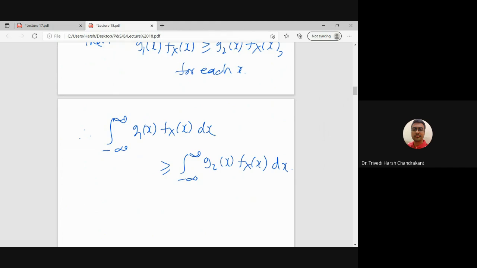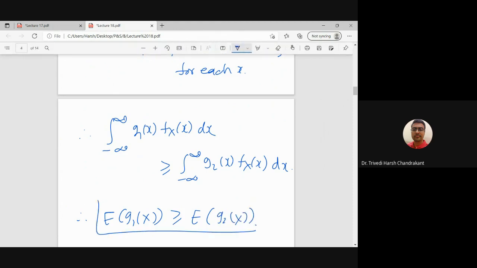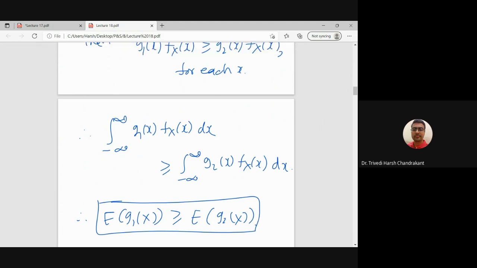In this step we are assuming that the expectation is a finite number, so that it exists. That we have used here, and then what we get is that the expectation of g1(x) dominates the expectation of g2(x). This result we are going to use to prove that the variance is a non-negative number.